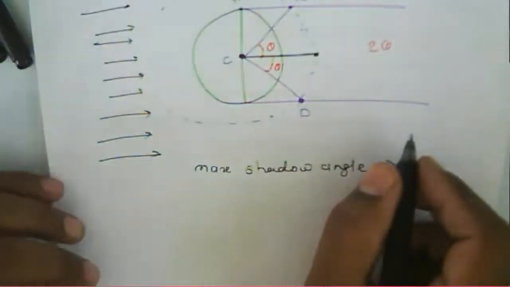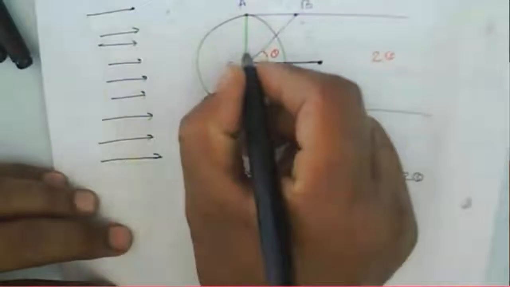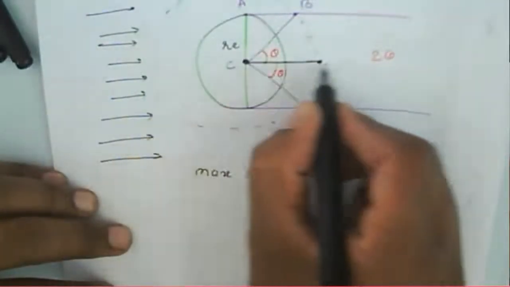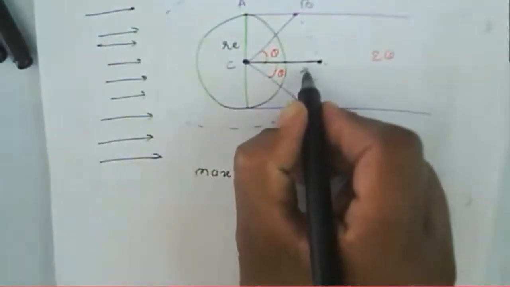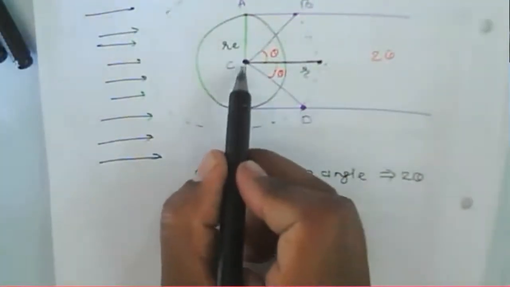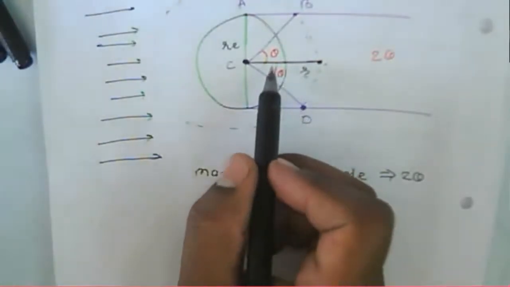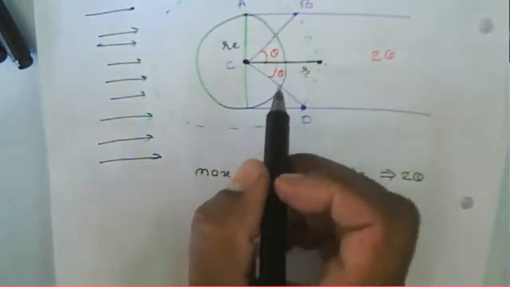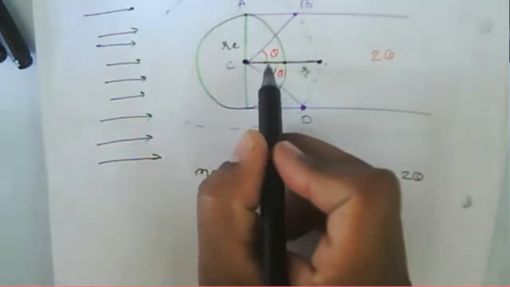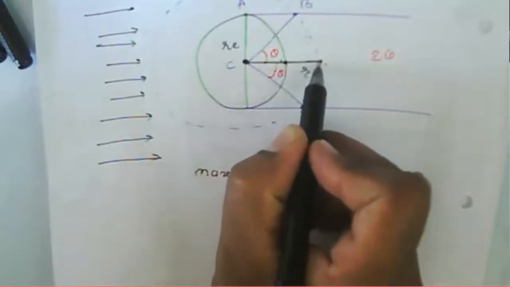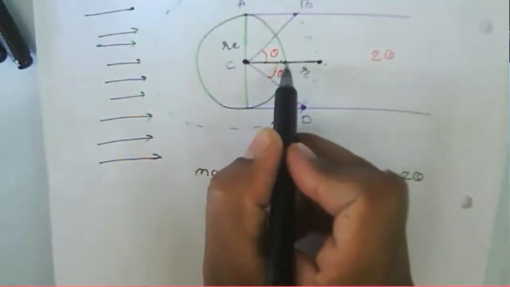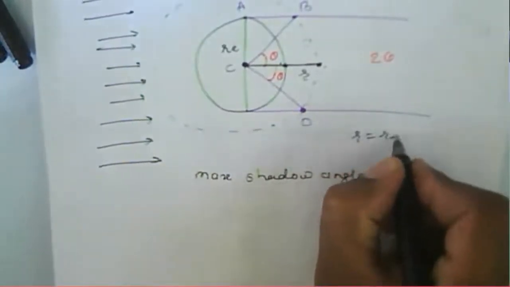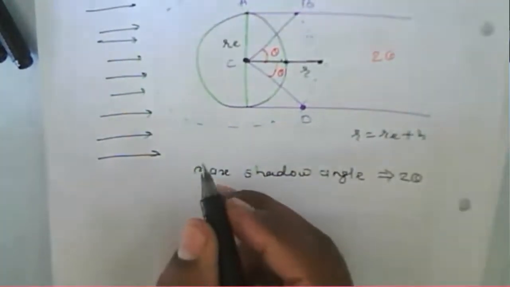So how can we obtain the value of this particular theta? We should know the radius of the earth. This one is the radius of the earth, and from this to this is the distance of the satellite from the center of the earth. This one is nothing but R_E, and from this to this is the altitude H of the satellite from the surface of the earth. We can consider that R is nothing but R_E plus H here.